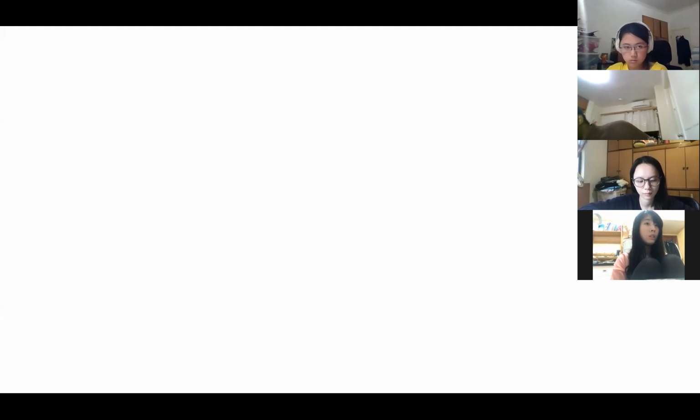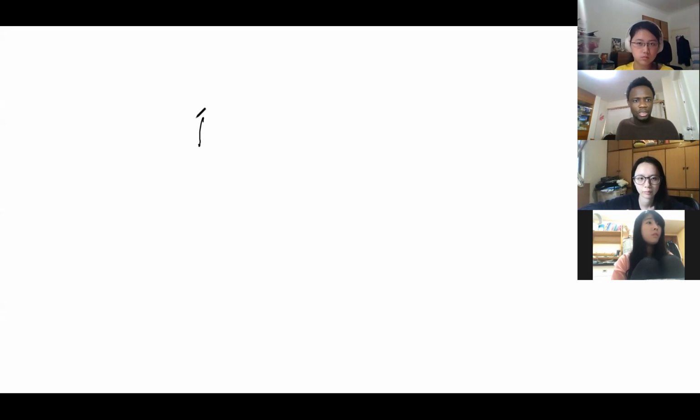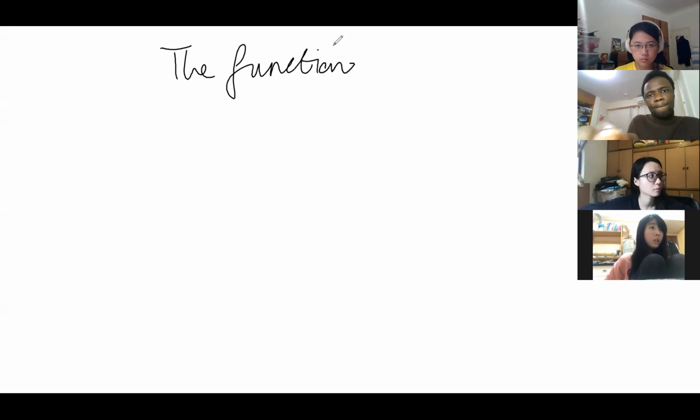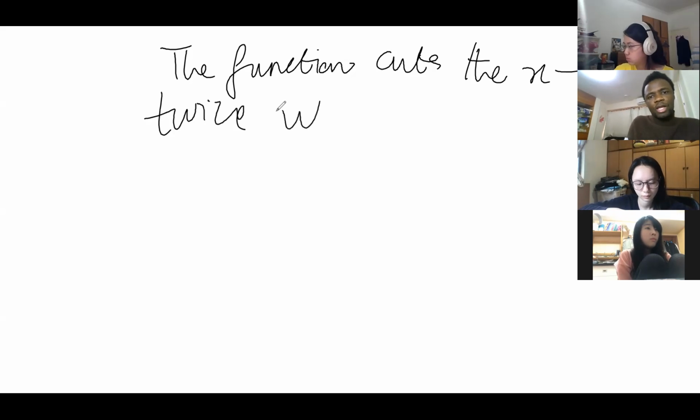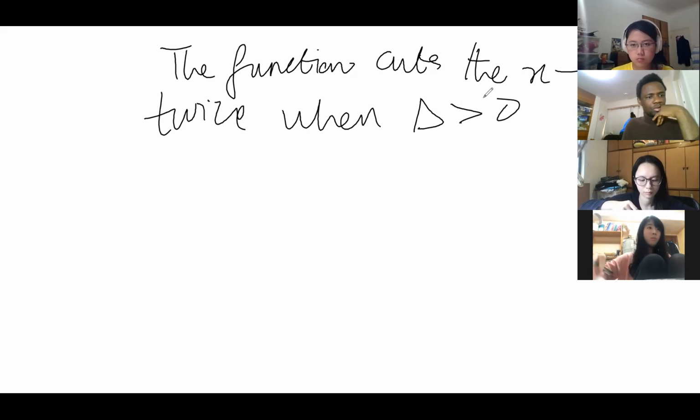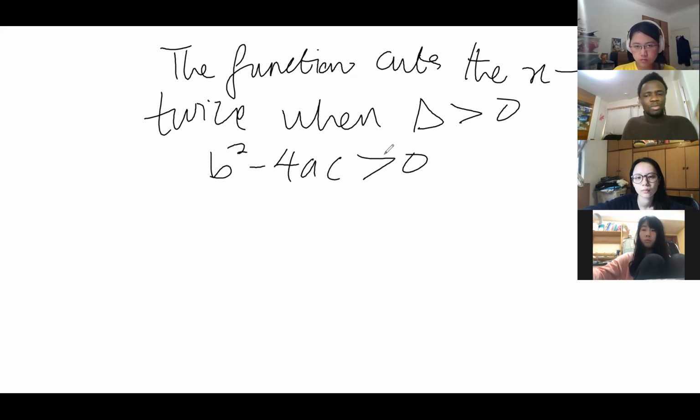According to the question, it says for which values the function cuts the axis twice. So I can start by just saying the function cuts the x-axis twice when discriminant is greater than 0. Do you agree? That's when you have distinct roots. So your discriminant is b squared minus 4ac greater than 0. So what I'm saying is you don't have to have b squared minus 4ac separately and form your inequality separately. You can write it together. Am I making sense?